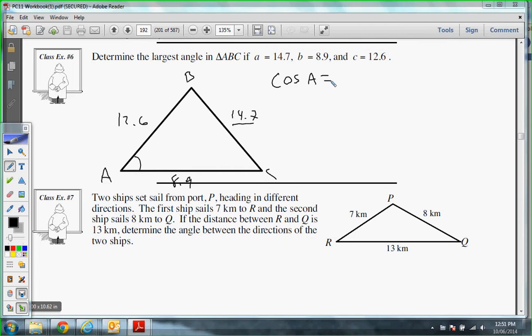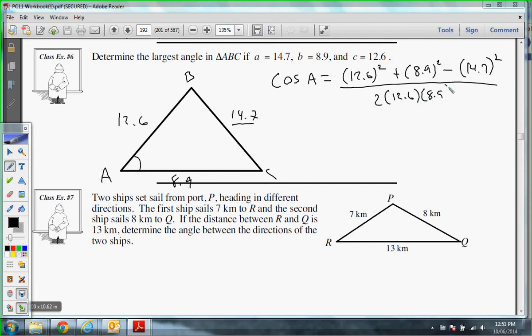So that's going to be 12.6 squared plus 8.9 squared minus 14.7 squared, all over 2 times 12.6 times 8.9. Give you a second here, I'll let you try it, but hopefully you get this, and then we'll talk about the last step in a second. You should get 0.0975.